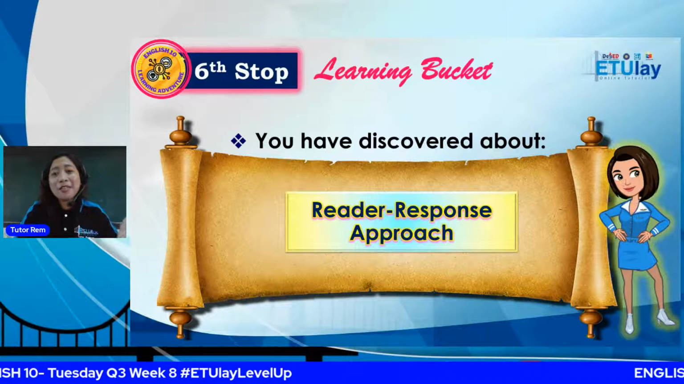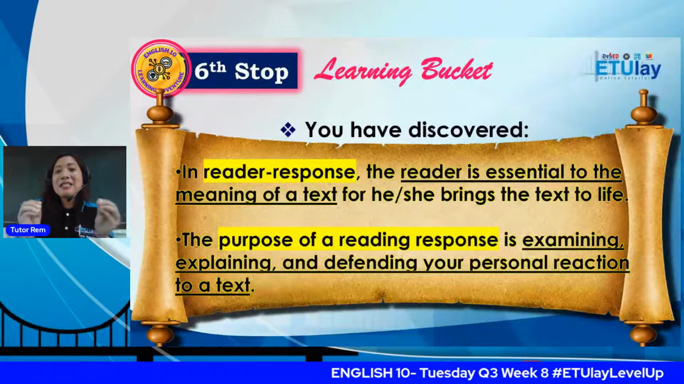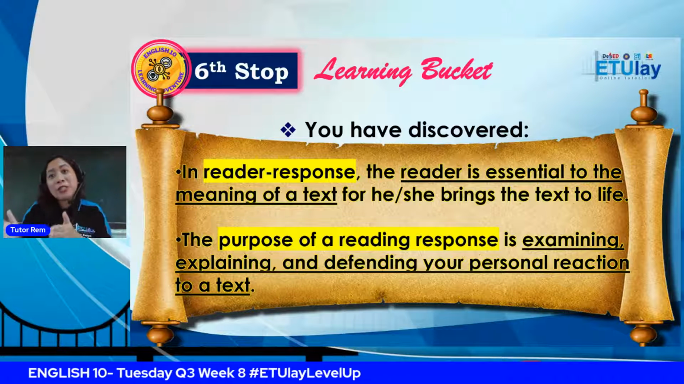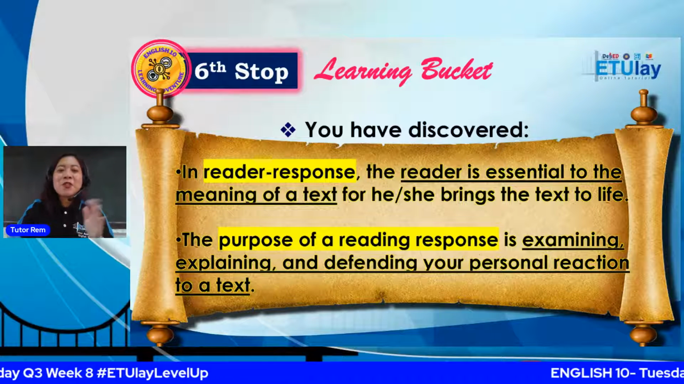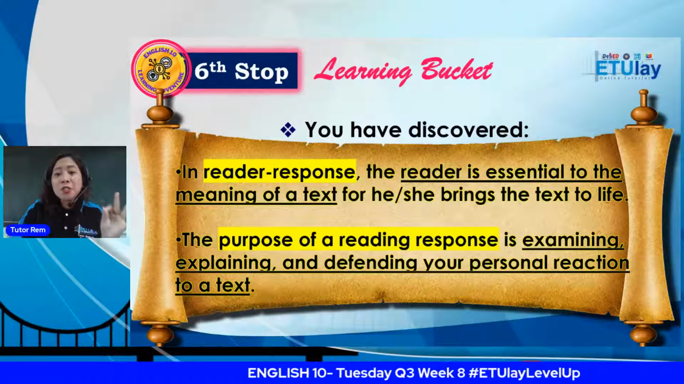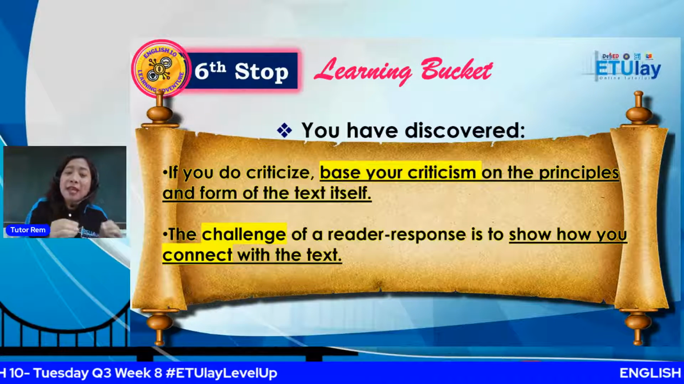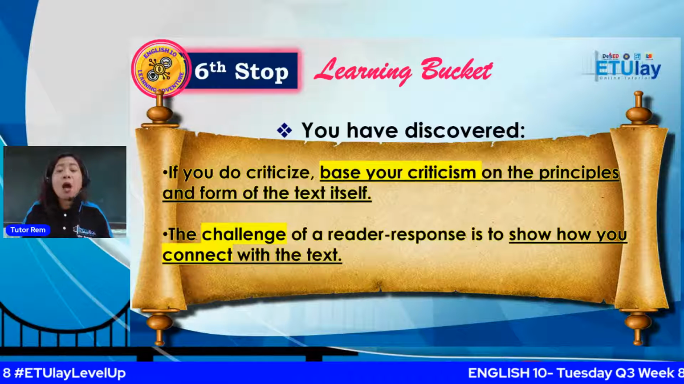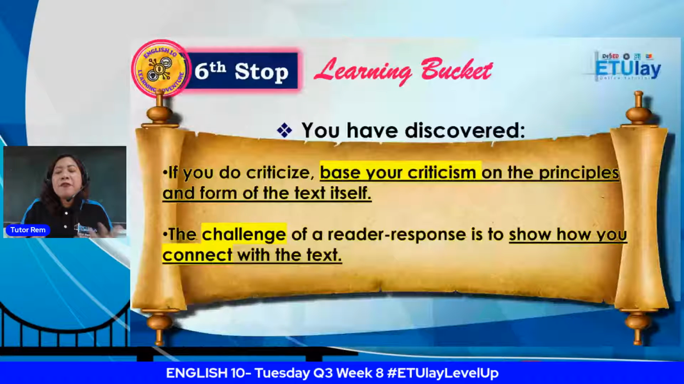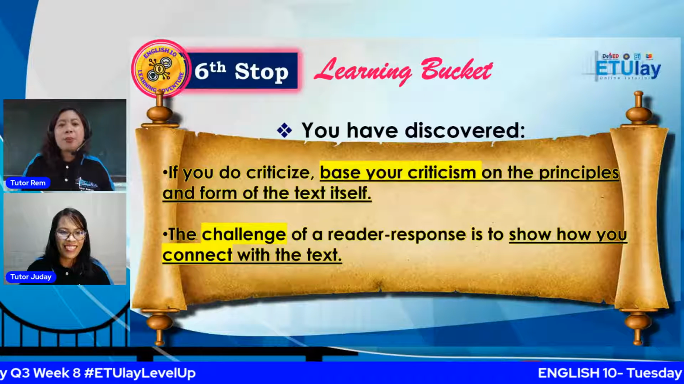You have just discovered something about the reader response approach. Here, the reader is essential to the meaning of a text. Remember the formula? Text plus reader equals the meaning of the text. So the purpose of a reading response is examining, explaining, and defending your personal reaction to a text. You have also discovered that you have to base your criticism on the principles and form of the text itself. So you do not just give your feelings and opinions because you like it, but it has to relate to the principle of the text.